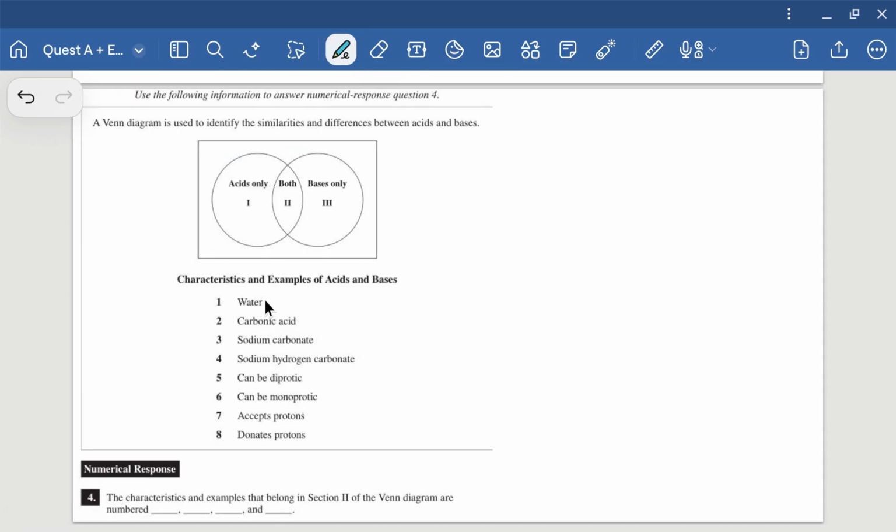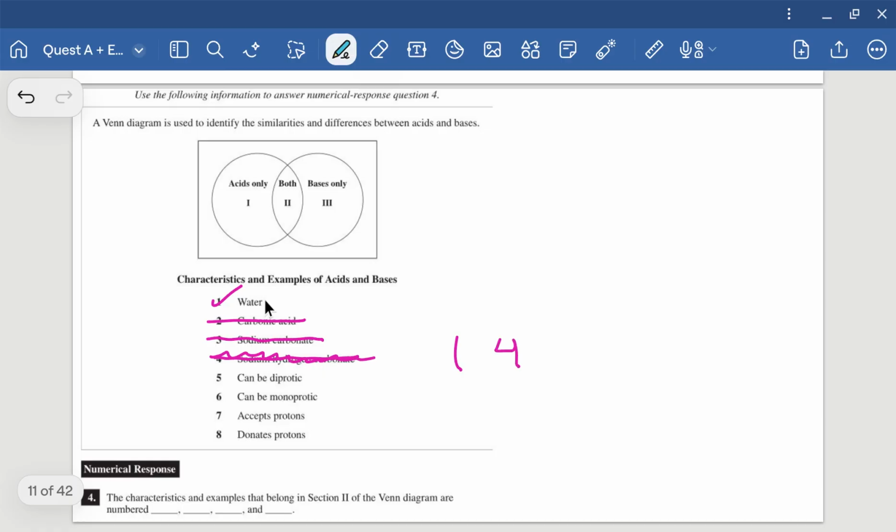Number 4 of the numerical response. So we have our Venn diagram, and then it's asking, out of those 8 things, what belongs in section 2? So what can act as both an acid and a base? So we hopefully know water can. An acid just acts like an acid. Sodium carbonate, you would just want to go take a look at what that looks like, and it will not be one of our options. Sodium hydrogen carbonate will, sorry, I don't know why I crossed that out. That will be one of our options.